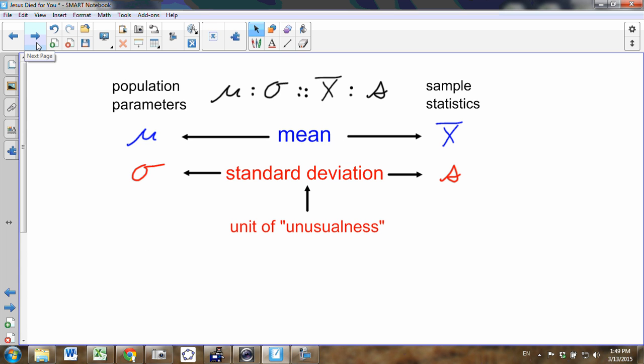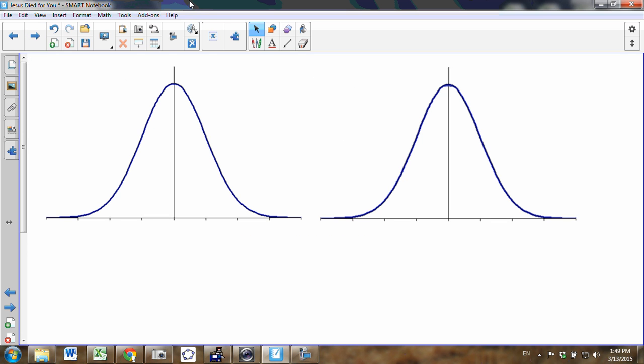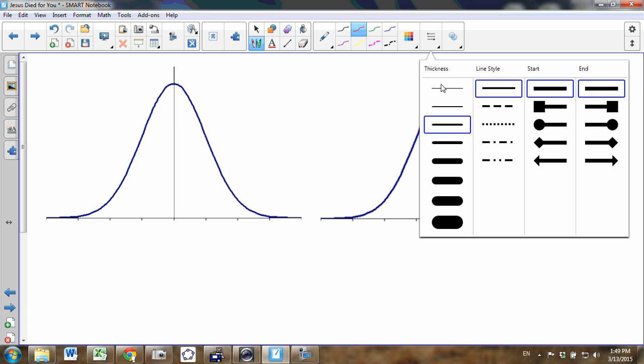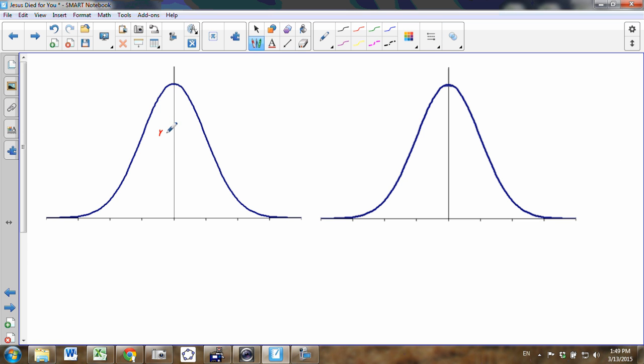Okay, so let's take a look at what we're dealing with here. Suppose you have a population, and you take a sample from that population. Say you take some measurements: 1, 2, 3, 4, 5, 6, 7, 8, 9, 10. Then you take the mean of those 10 measurements, and you stick that over here. It looks like it might be about here, x bar.